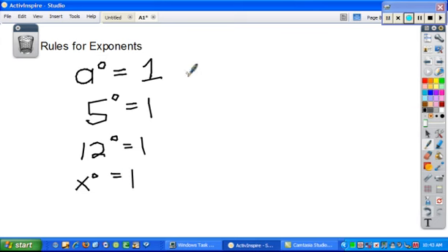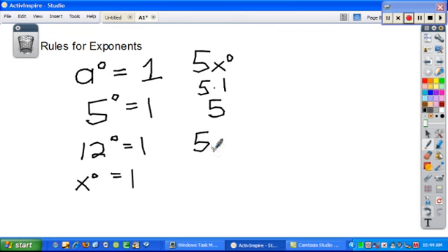equals 1. You do have to be a little bit careful with this, though, because you always need to remember that exponents only affect what's right next to it. So if I have 5x to the 0, and there's no parentheses around the 5x, well, that just means that I do x to the 0, and I get my 1, and then I multiply it by 5, so I get 5. Whereas if I had 5x in parentheses to the 0, well, then I am raising the whole thing to the 0, so the whole thing becomes 1. So you have to watch out for that.